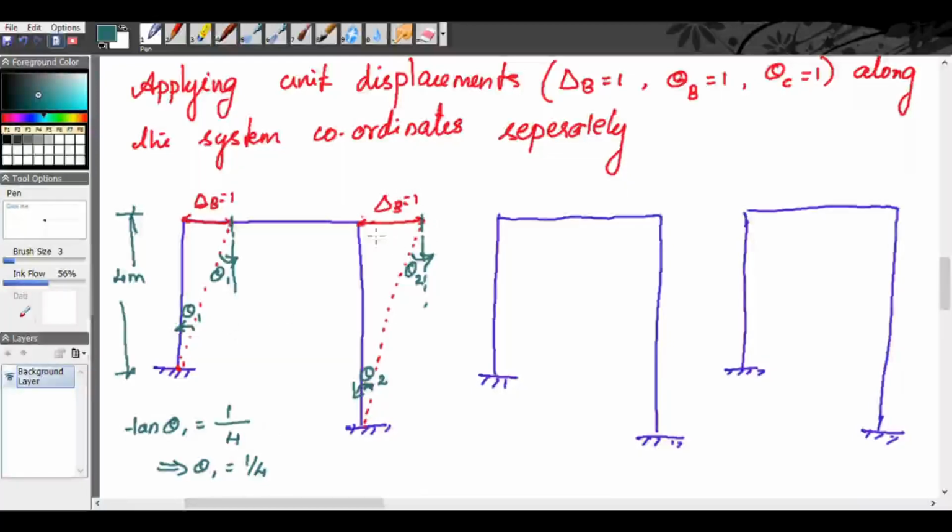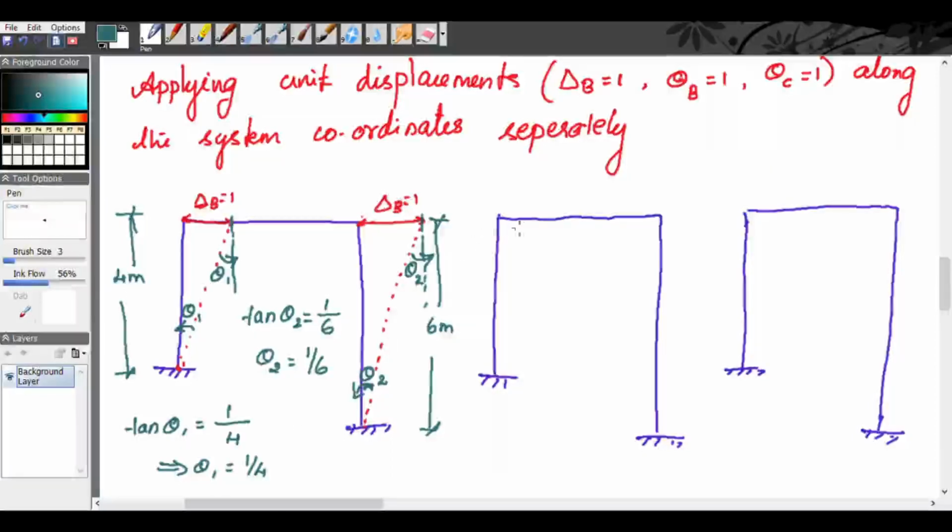Now, here also it has displaced to 1. So we will find tan theta 2. Our tan theta 2 will be equal to 1 by 6, since this is a 6 meter span. So we get theta 2 is equal to 1 by 6. We assume tan theta 2 is small, so theta 2 is equal to 1 by 6.